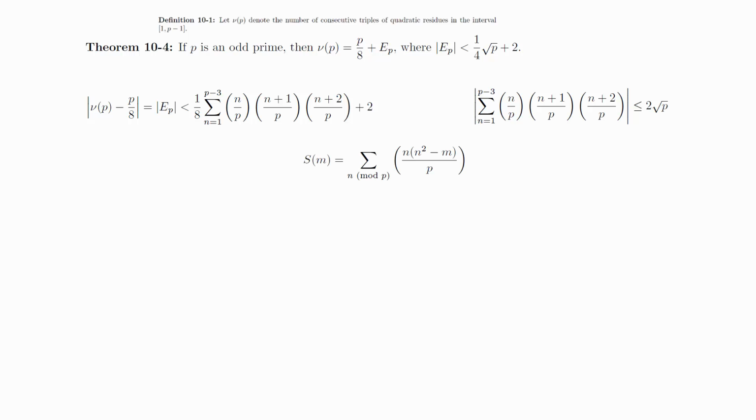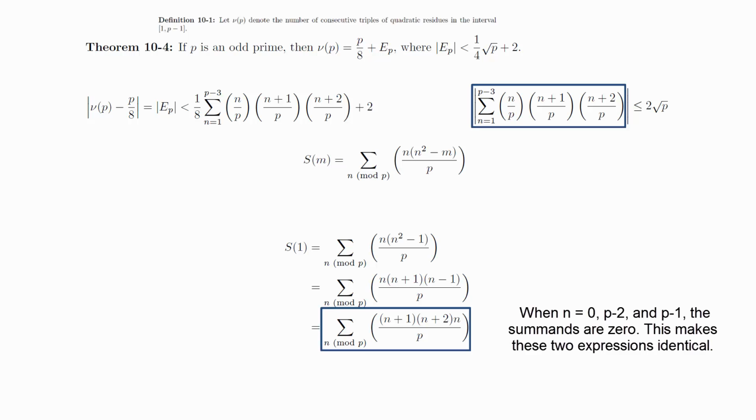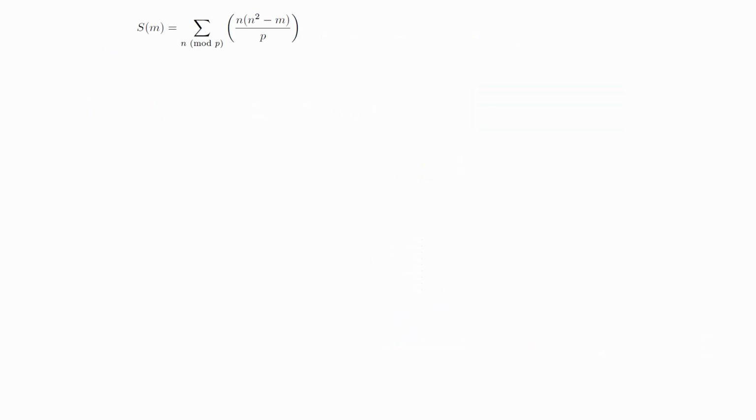In order to do that, we're going to define a new function s of m. First, notice that we can manipulate s of 1 to a more useful form. After factoring and shifting the index, we see that this is the expression that we need to bound in order to complete the proof. For us to do this, we're going to show that s of m has certain properties that we can use to estimate its value.